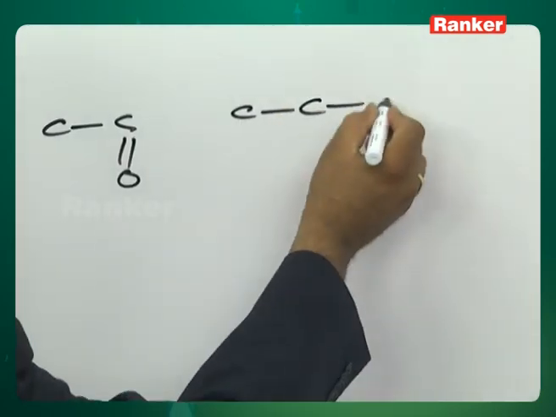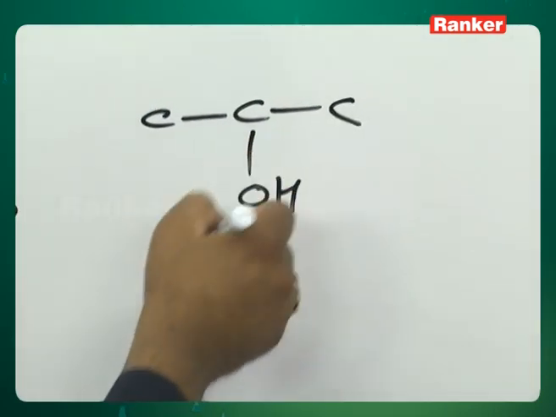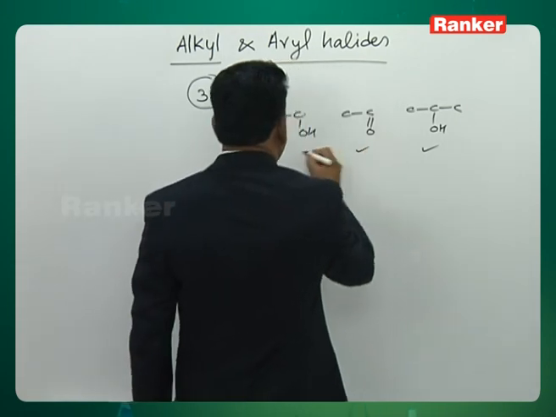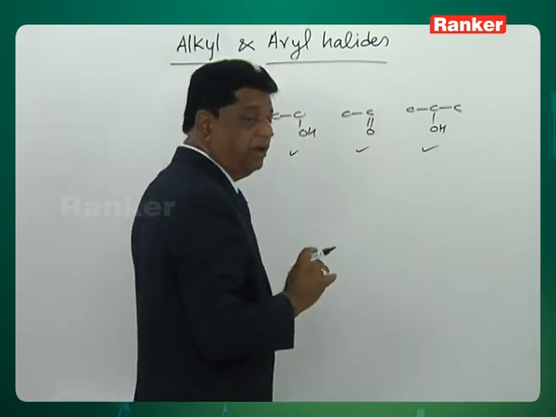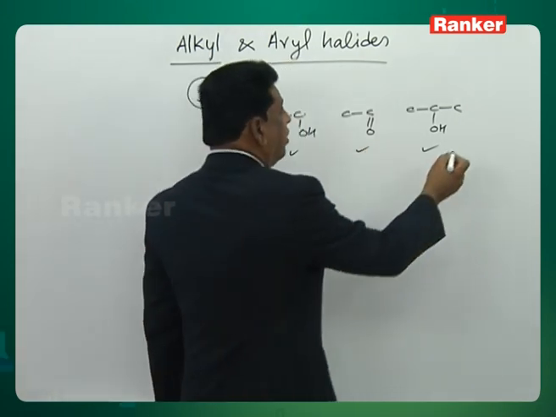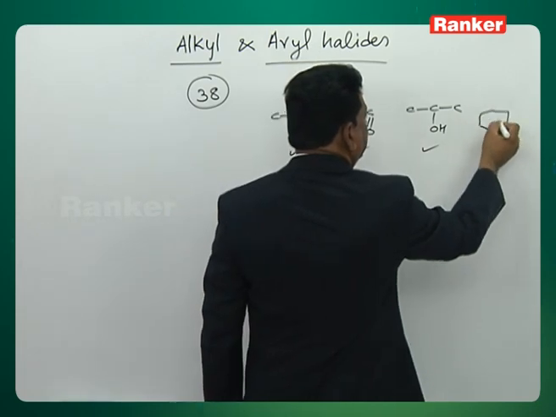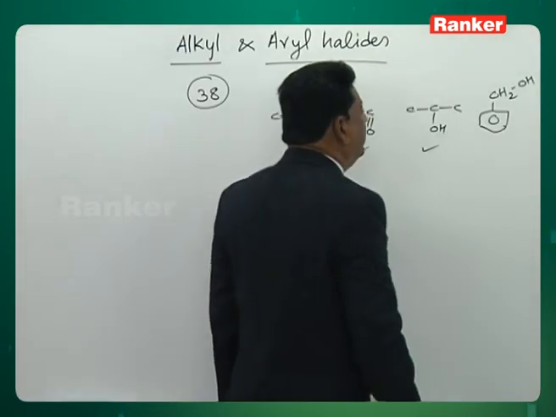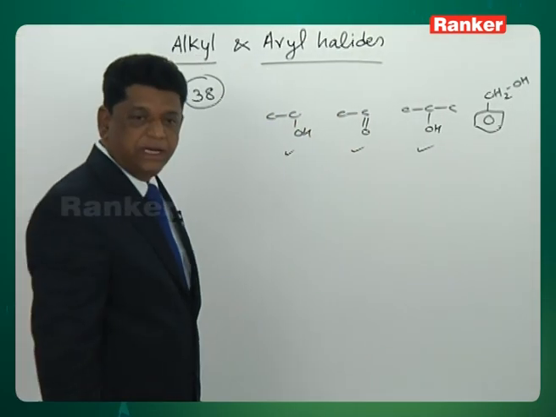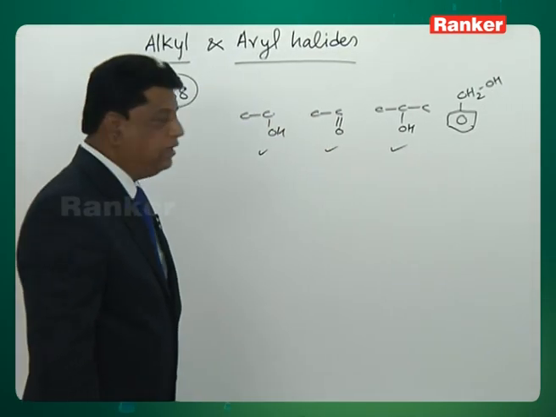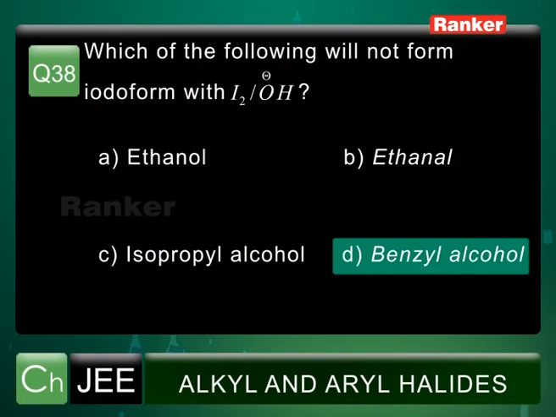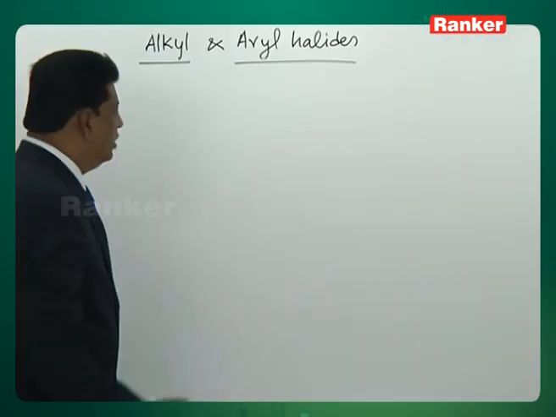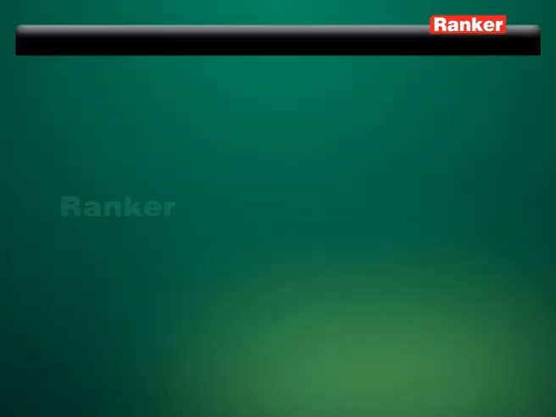As per the norms, it is a 2-hydroxy and 2 degree alcohol, so therefore it gives the test. Both A, B, C will give, but the one that will not give is benzyl alcohol, the last option. Benzyl alcohol is a 1 degree alcohol and it does not undergo the iodoform reaction. So option D is the right answer. Let's go to question number 39.